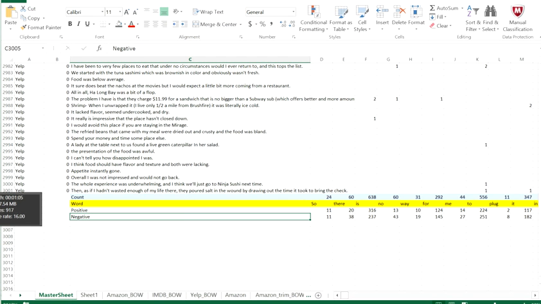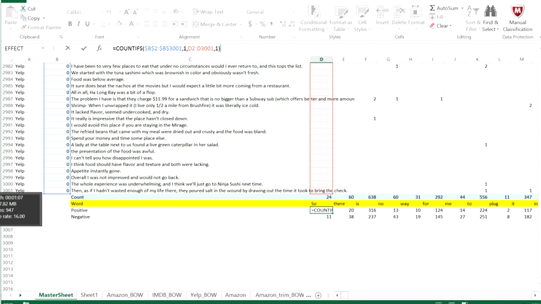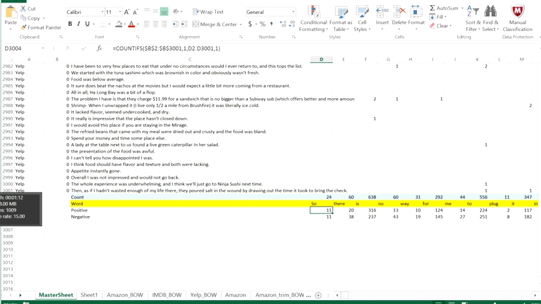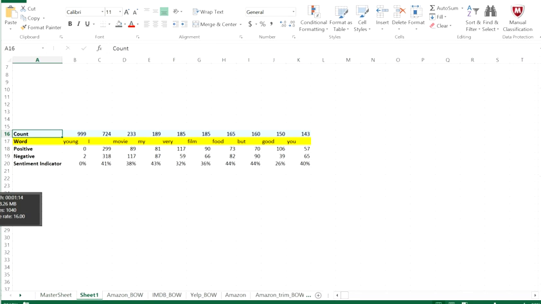Finally, once we had all of our words counted out, we referenced, using a COUNTIFS function, the sentiment that was tied to the sentence the word was found in. We then counted both positive and negative sentiments. Finally, by taking the smaller of the two sums and dividing it by the total number of times the word appeared, we were able to get a sentiment indicator.